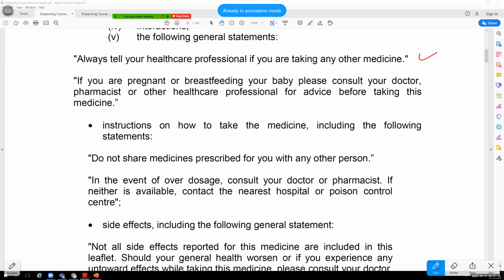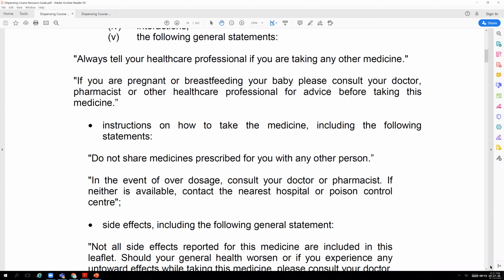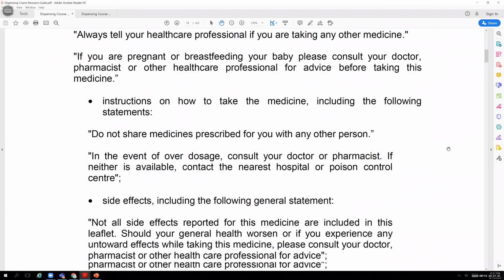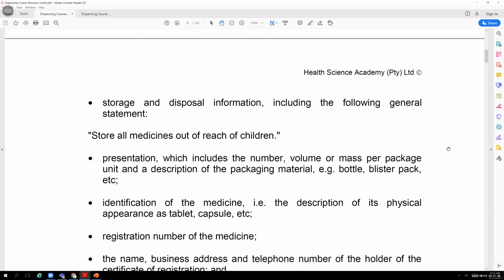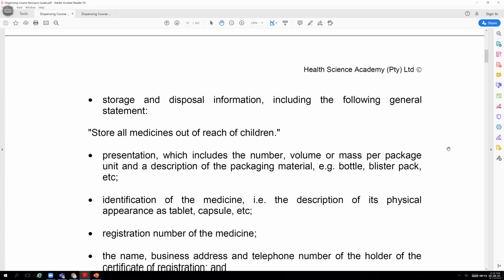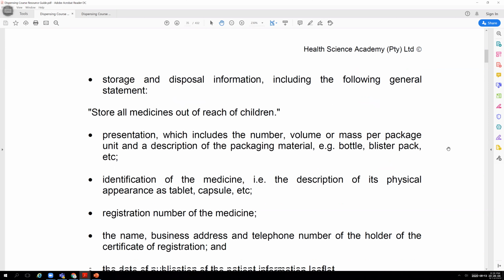They should also be advised about how to take the medicine if they are pregnant or during breastfeeding, the importance of not sharing the medicines, and what to do if you take an overdose by mistake. Then a note about side effects, which we have to include, and how to store the medicines, like store all medicines out of reach of children. You must remember, if your patient information leaflet doesn't have this information and an error happens at home, it can be a malpractice claim against you. So that is very important.